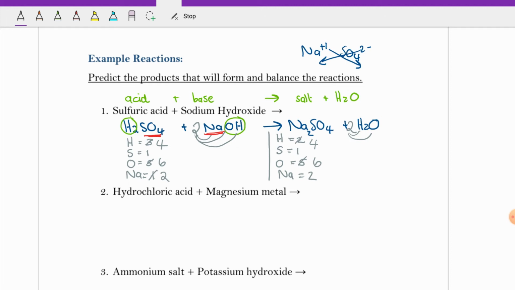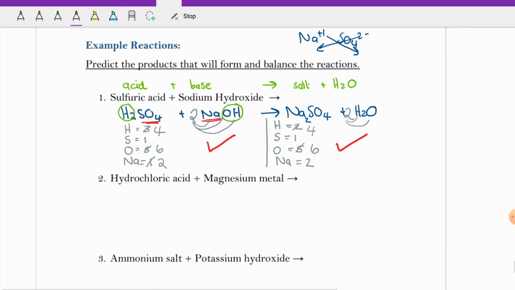And now you can see that the numbers on this side correspond to the numbers on that side. Okay, and therefore your reaction equation is now balanced.